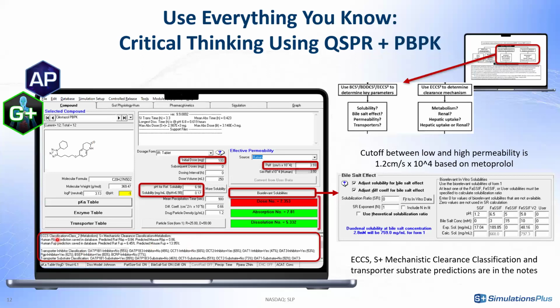For cilostazol, we can see that the major clearance mechanism is predicted to be metabolism, and also that the compound is predicted to be an OATP 1B1 substrate with a confidence of 99%.